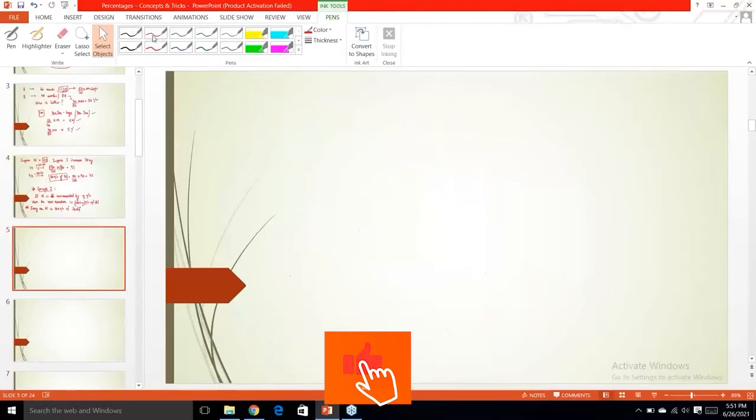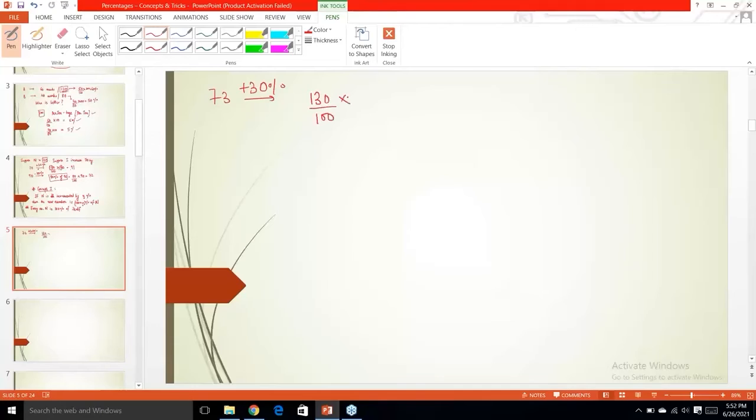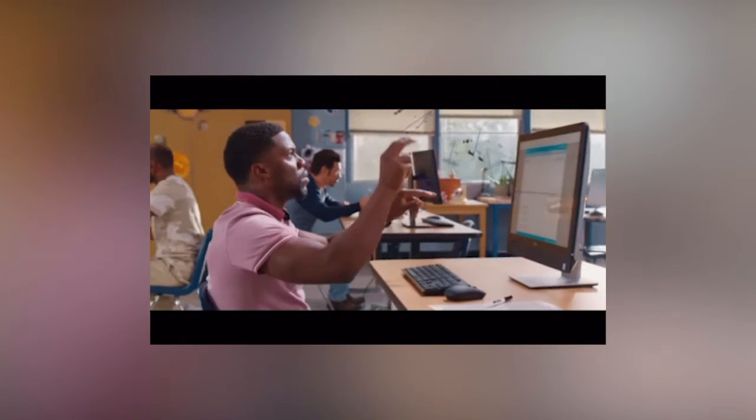So if your number is 73, and you increment it by 30%, the concept still remains the same. The new number will be 130 by 100 into 73. Rather than writing 130 by 100, you can usually write 13 by 10, so 13 by 10 into 73. The concept still remains the same. It's just that you have to be fast with your calculations.